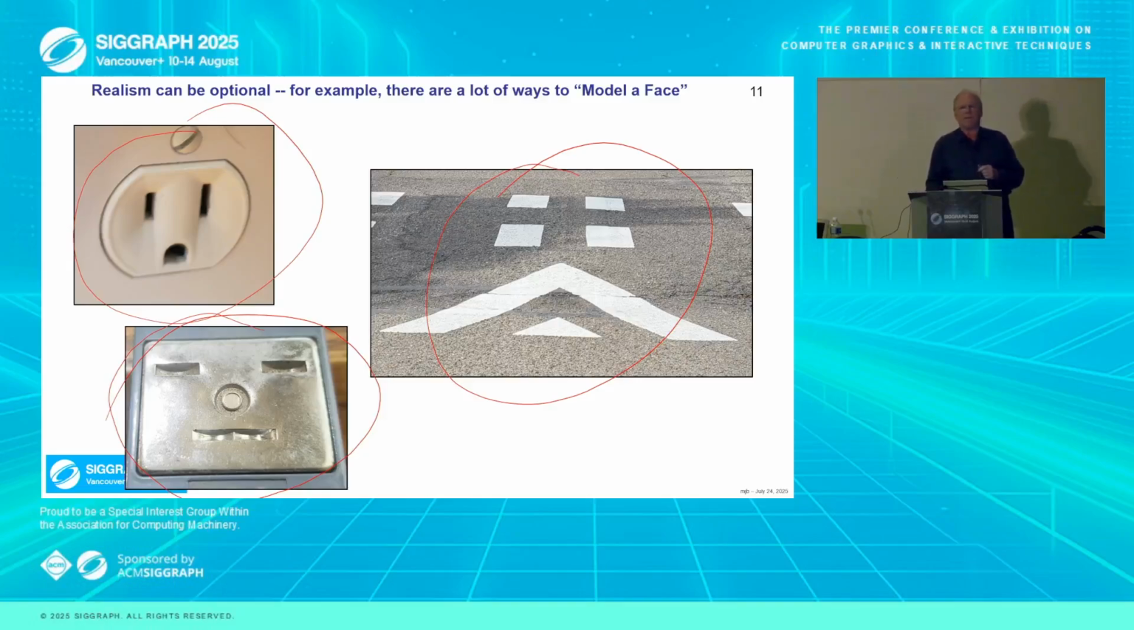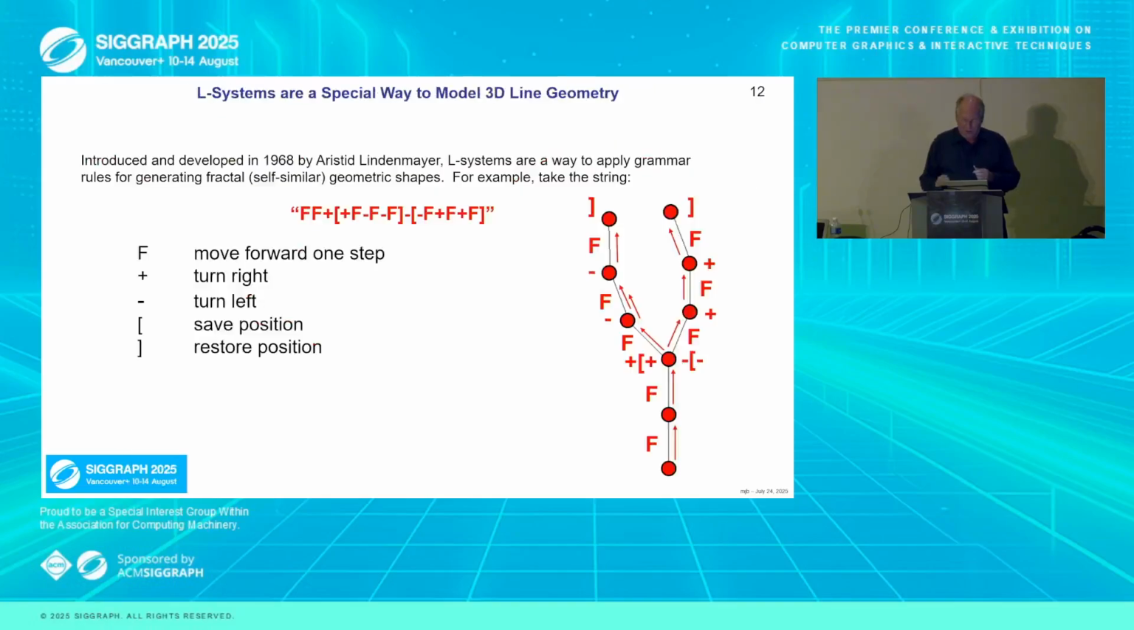All right, well, let's look at some ways of modeling. The one I think is kind of coolest and most intriguing, especially for beginners, is something called an L-system. Here's how it works. You start with an equation. In that equation, F means take a step forward, plus means turn slightly to your right, minus means turn slightly to your left.